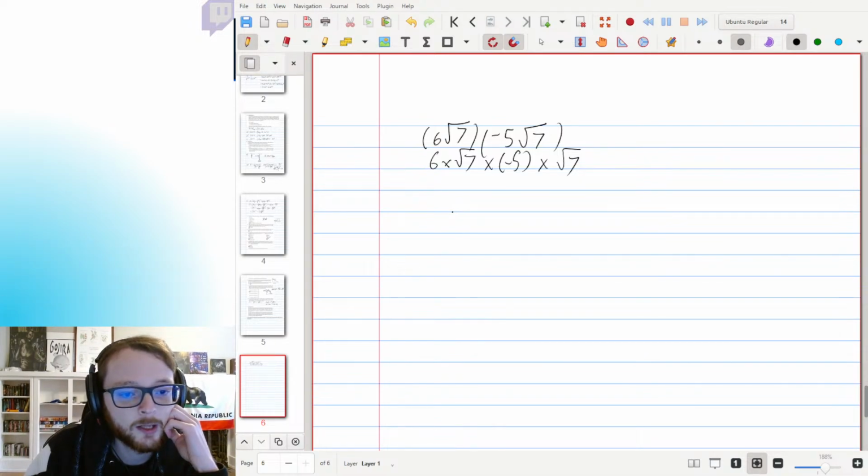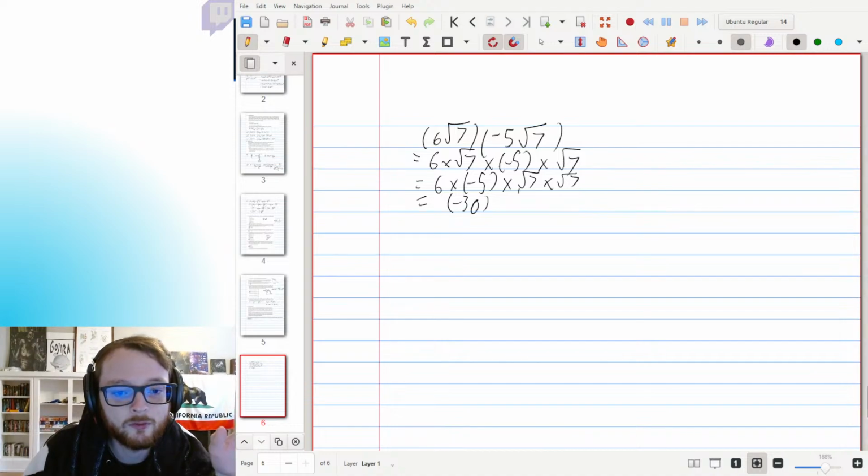I think this problem is a lot easier if you do 6 times negative 5, grouping the things without the radicals together, and then group the radicals together: root 7 times root 7. So 6 times negative 5 is negative 30. And then root 7 times root 7.